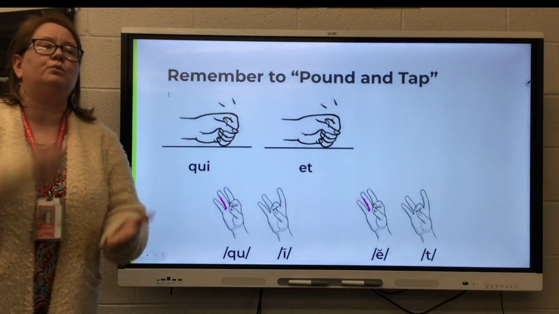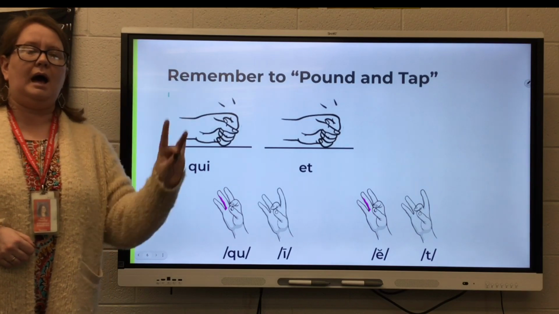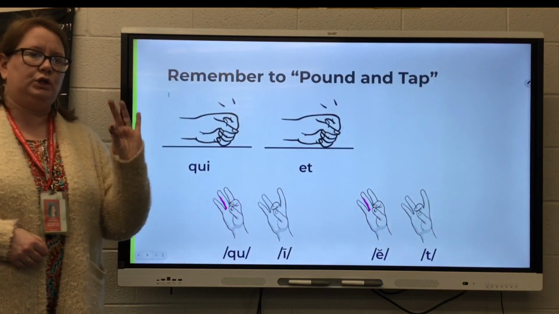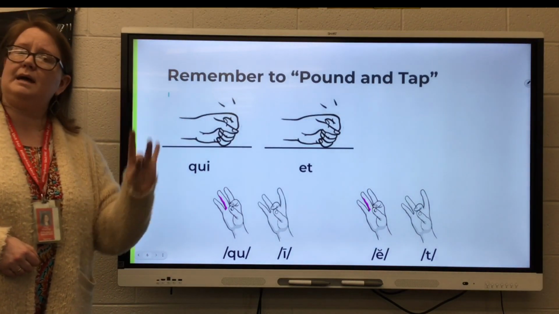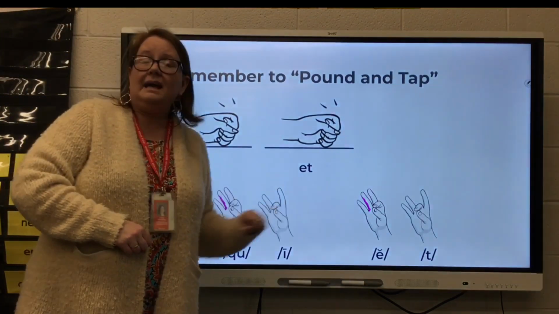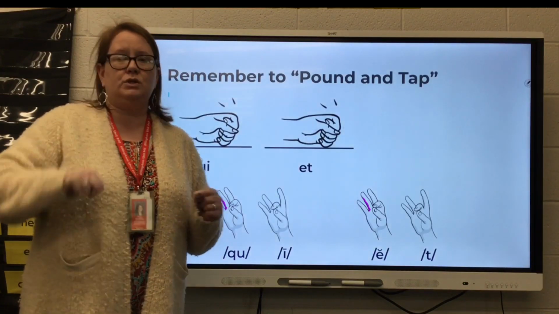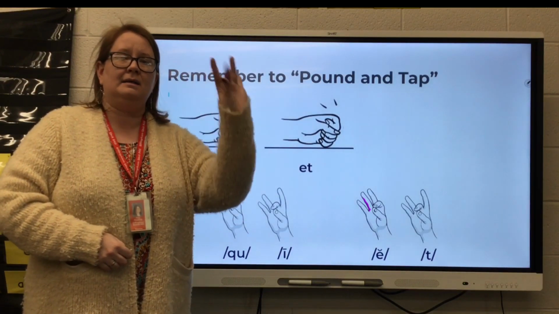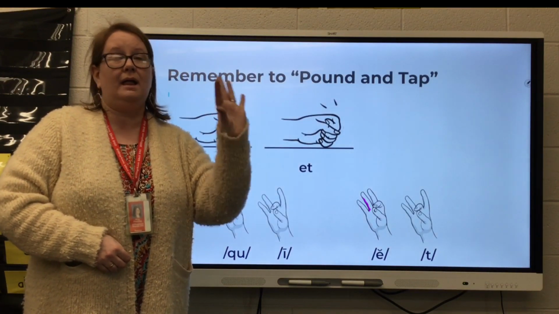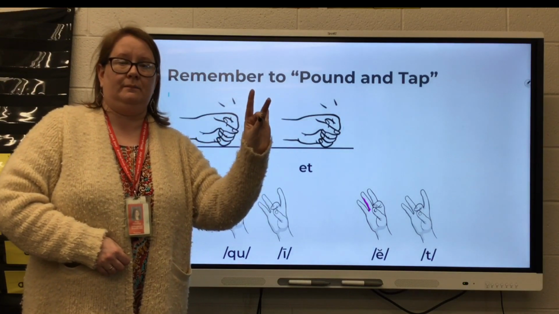When I pounded, I'm going to think about those sounds. That first syllable was qui. So now I just tap that out. Q-U-I. Well, QU says kw, and I says I. There's my spelling. The second syllable was et. Well, there's two sounds in et. I know how to spell it with an E and T for T.